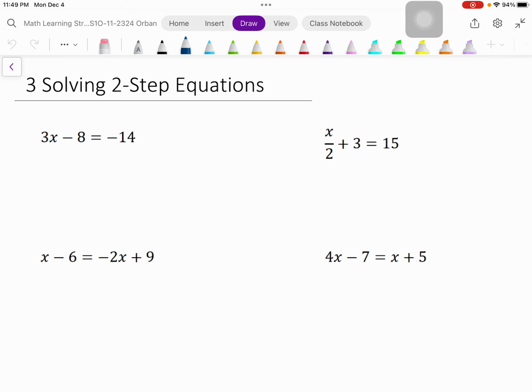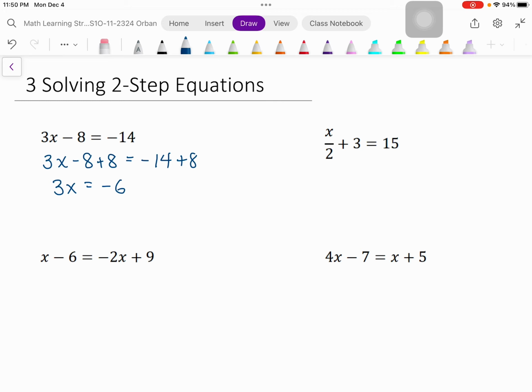So we're going to do the reverse of BEDMAS. We're first going to undo any addition and subtraction, and then we're going to undo any multiplication or division. So 3x subtract 8. The opposite of subtracting 8 is adding 8. So I'm going to do that on both sides. So on the left side, I'm left with just 3x. Negative 8 plus 8 is equal to 0. And then negative 14 plus 8 is equal to negative 6.